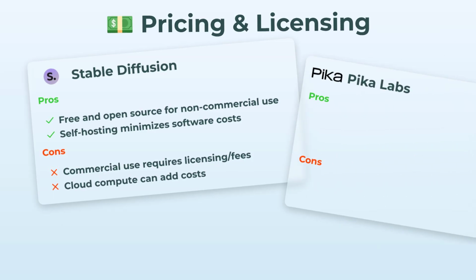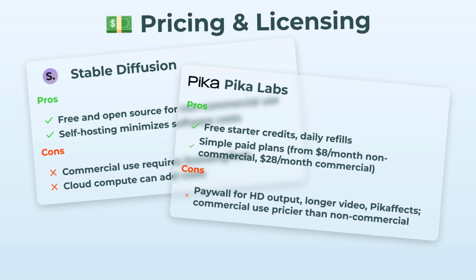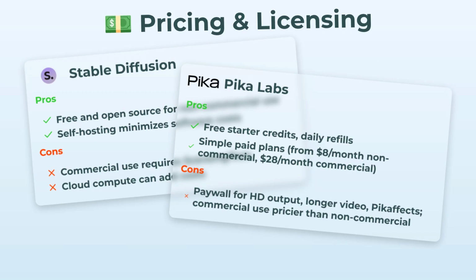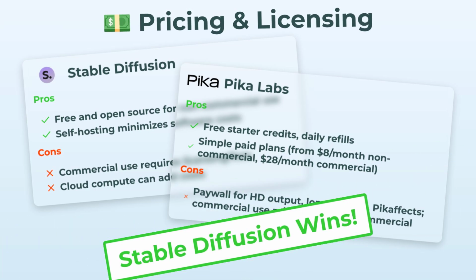Pika Labs, on the other hand, rolls with free starter credits and daily refills. Their paid plans are straightforward, starting at $8 a month for personal use, $28 for commercial, but, and here's the kicker, you get hit with paywalls for HD video, longer duration, and some cool peak effects. So, for raw budget flexibility, Stable Diffusion sneaks the win.